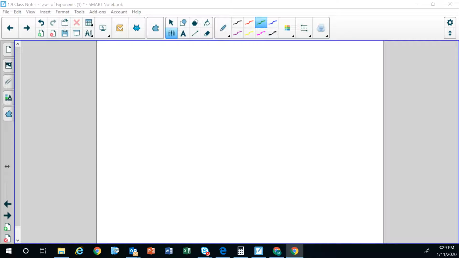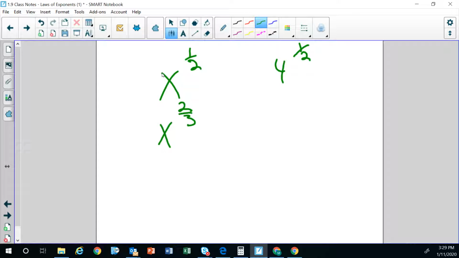All right, so a rational exponent would look like this: x to the 1/2, or x to the 2/3, or I can have, say, 4 to the 1/2, where the exponent now is a fraction and not an integer like last week. That's the big difference, and that's the only difference. The same rules apply. When you multiply them, you add exponents.